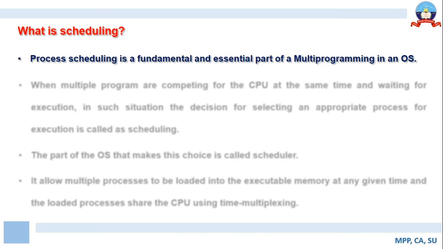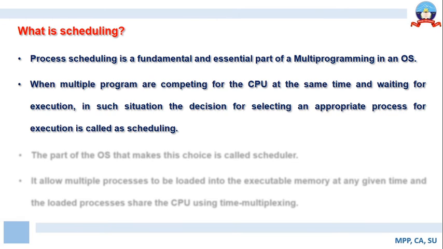So, process scheduling is a fundamental and essential part of multi-programming in an operating system. When there are multiple programs in an operating system, there has to be an efficient mechanism for coordinating execution of the various processes, and this mechanism is referred to as process scheduling.